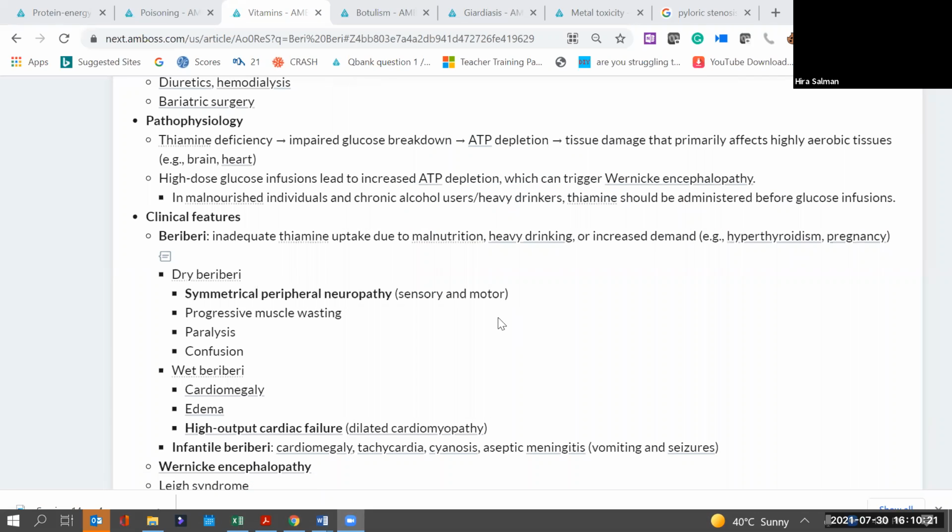So what will happen there in beriberi? There are two types of beriberi. One is called dry and one is called wet. In dry beriberi, you will see symmetrical peripheral neuropathy. There are signs of sensory and motor dysfunction.